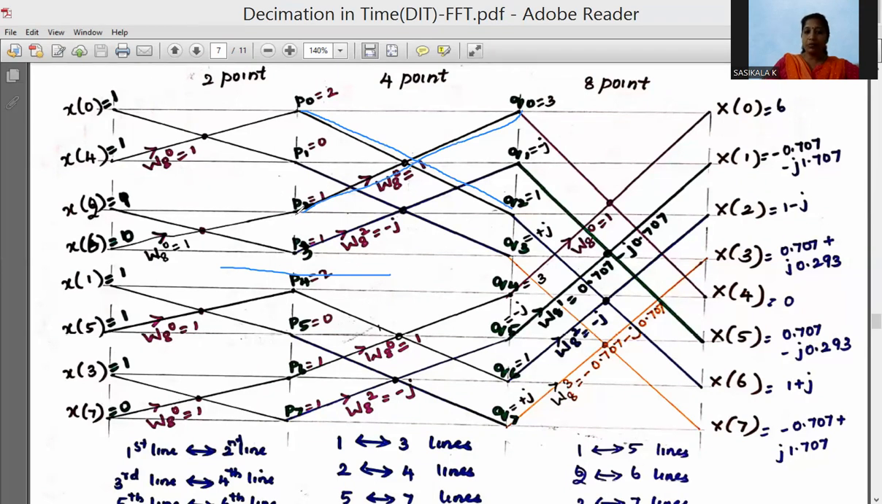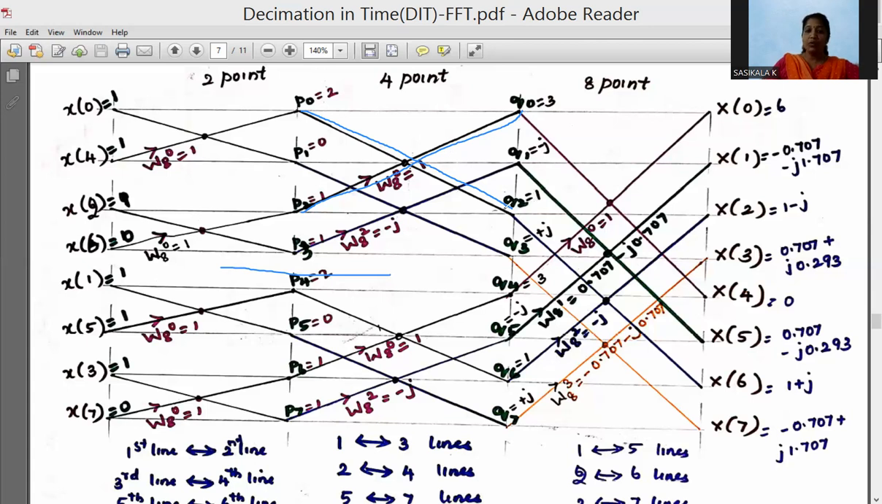So how you will write the output? The first output is first input, that is A plus B into twiddle factor. So here the first input is P naught plus P2 into the twiddle factor W8 power 0. So Q naught is equal to P naught plus P2 into W8 power 0. And the next output you have to find is Q2 because this is the second output of the first butterfly. So this is the first butterfly. The first output is Q naught. The second output is Q2.